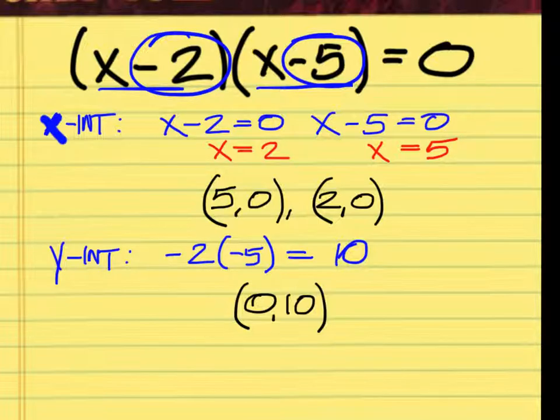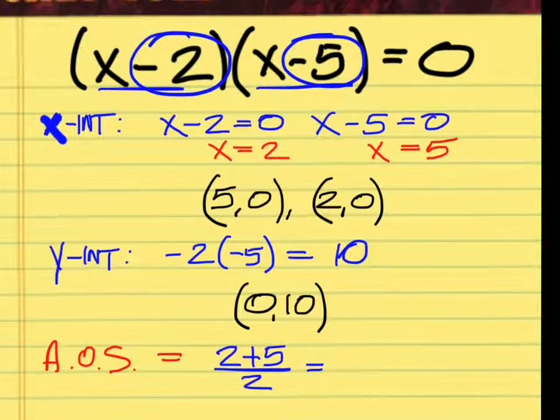Next up, you want the axis of symmetry, which is the x value of the vertex. For the axis of symmetry, it is the point that is halfway between the two x-intercepts. So that means you're going to have 2 plus 5 and divide by 2. 7 over 2 is 3.5. That is the x value.